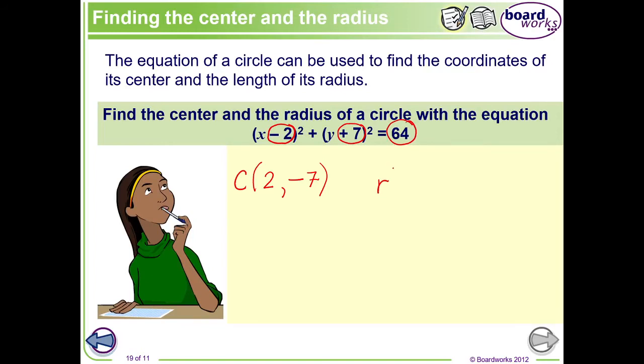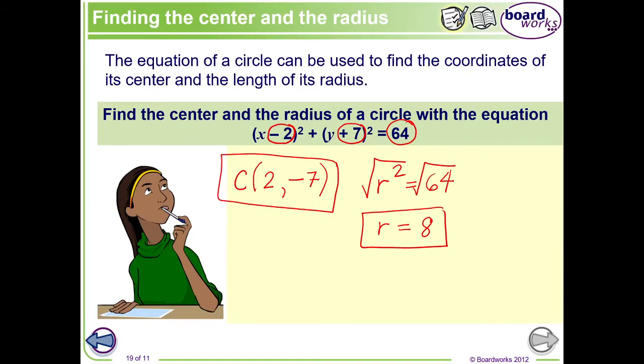So r squared is equal to 64. Take the square root of both sides. r is equal to 8. This is our radius and this is our center. Are there any questions about this? None, sir.